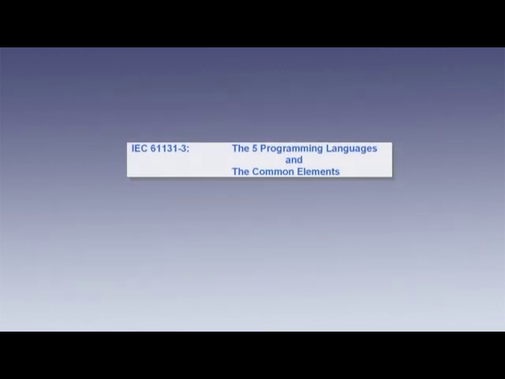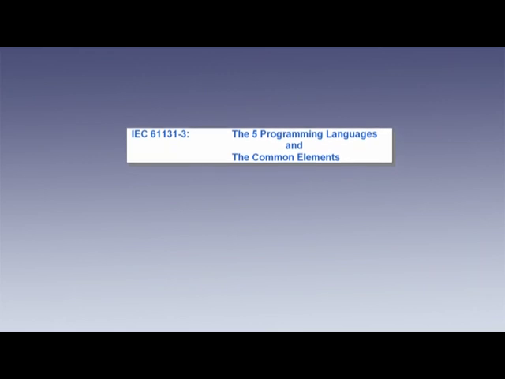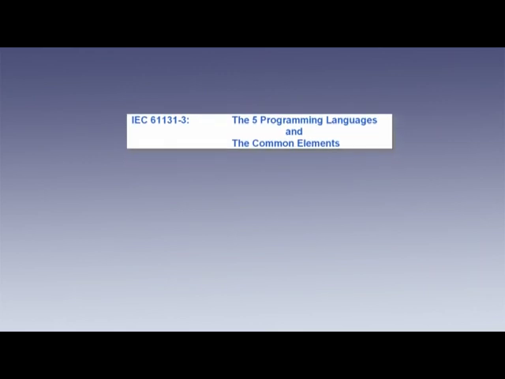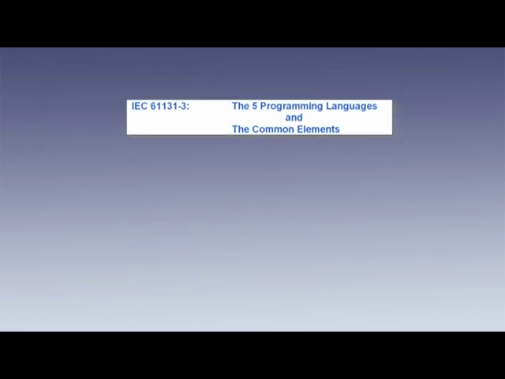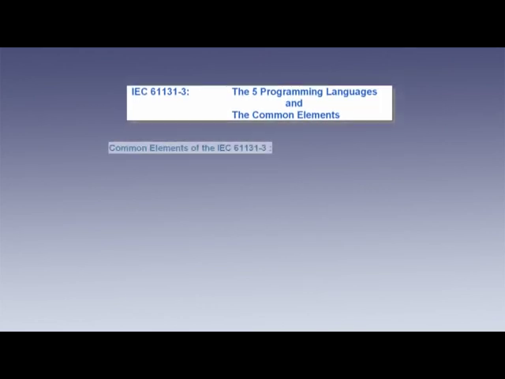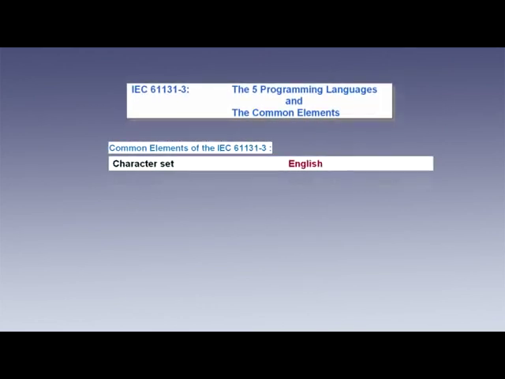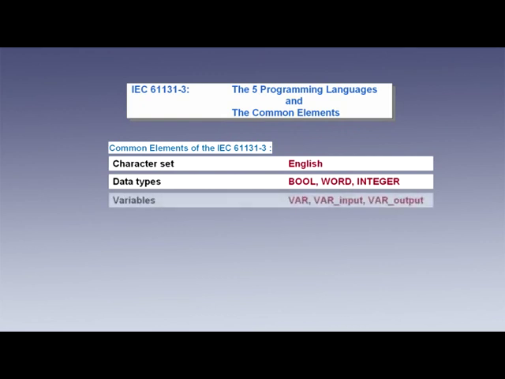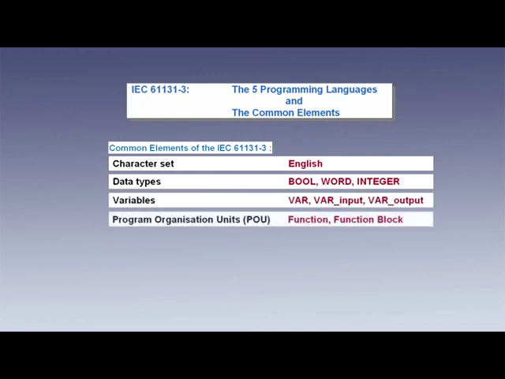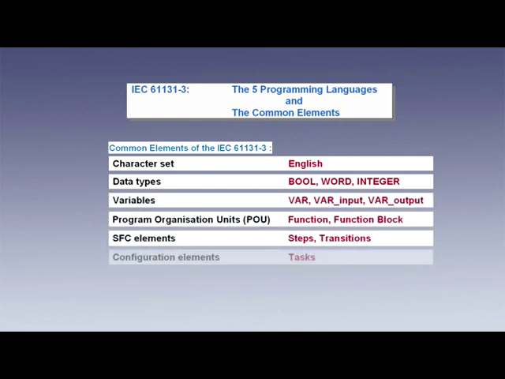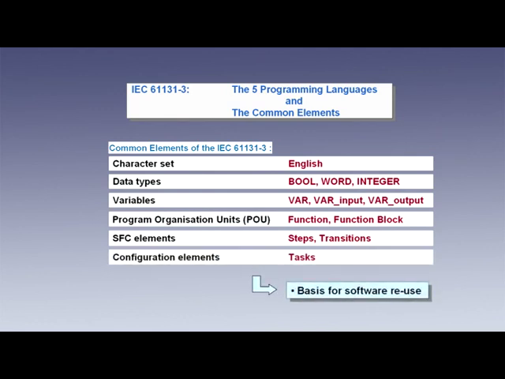The two main parts of the international standard IEC 61131 are the common elements and five programming languages. The common elements, such as data types, variables, and program organization units, serve as the basis for reuse within PLC software. Without them, it would not be possible to program functions or function blocks.